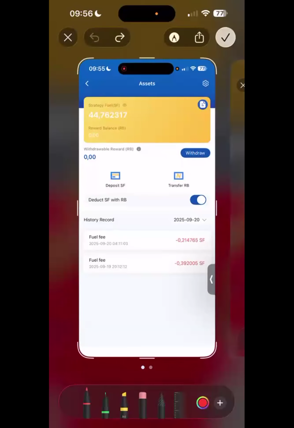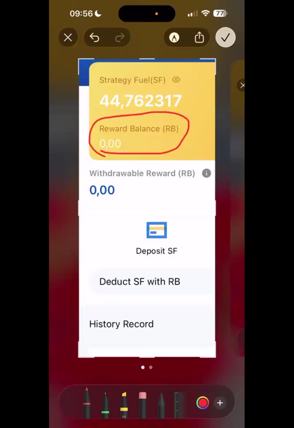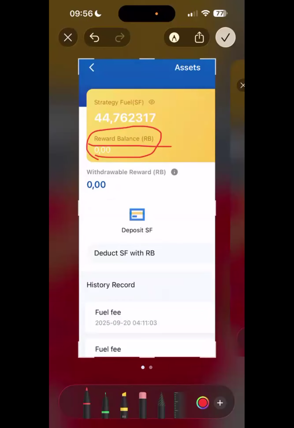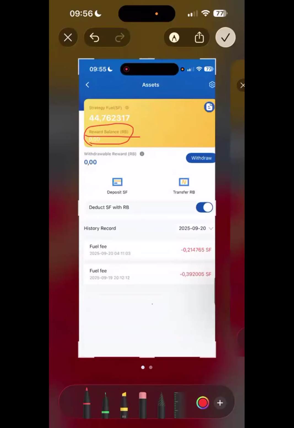Under the assets, the money that can be withdrawn is the reward balance. Why can you withdraw the reward balance? Because reward balance is money that you've gotten from either team building or someone transferred to you internally. Let's say leader Aminata sent me 20 USDT from her RoyalQ app to mine. That 20 will not be added to strategy fuel. It's going to be added under reward balance. So this is the balance I can withdraw.